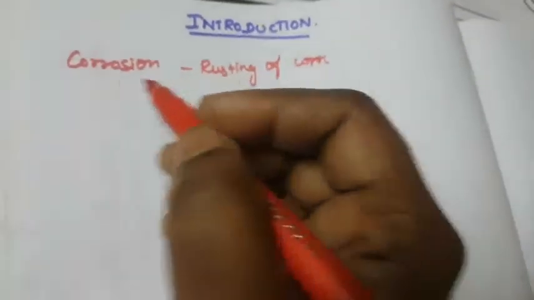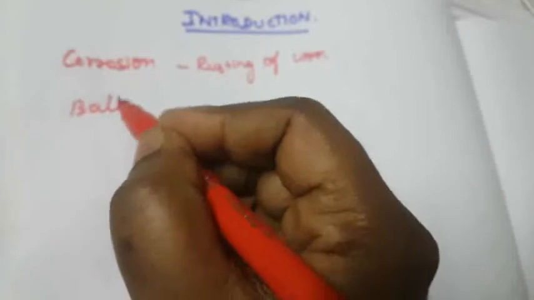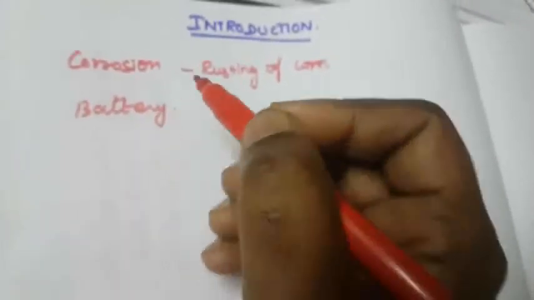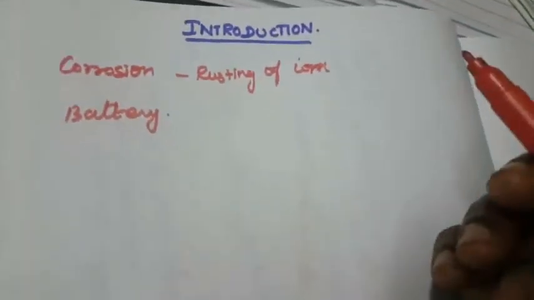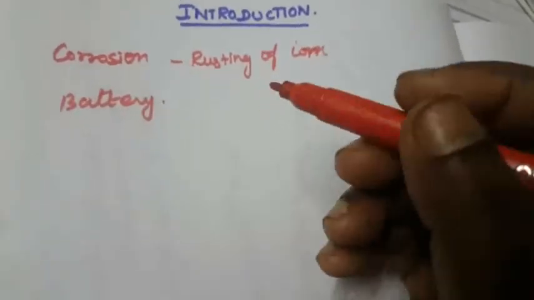It is also deposited. This corrosion also takes place by deposition on the surface. So that comes under surface chemistry. That is battery corrosion, and also the rusting of iron. So this is also under surface chemistry.